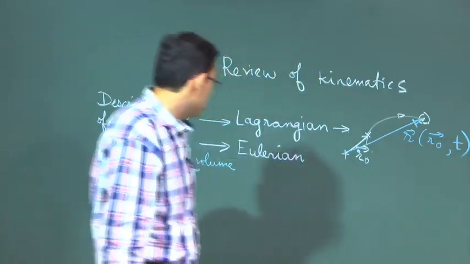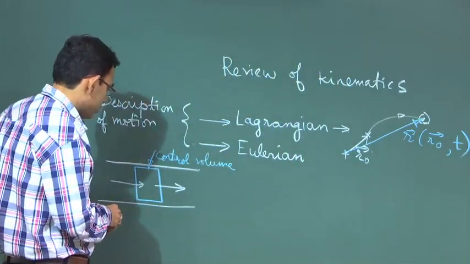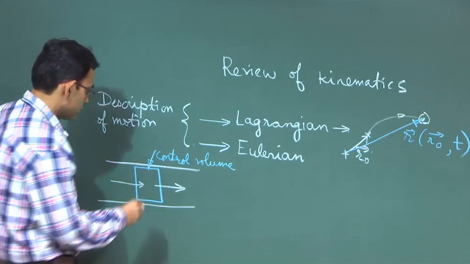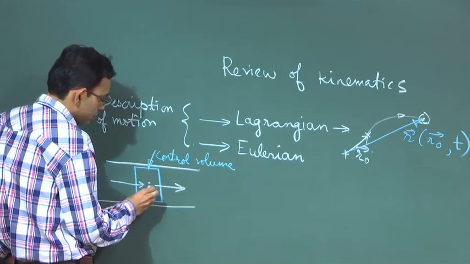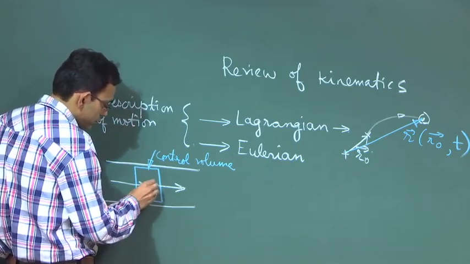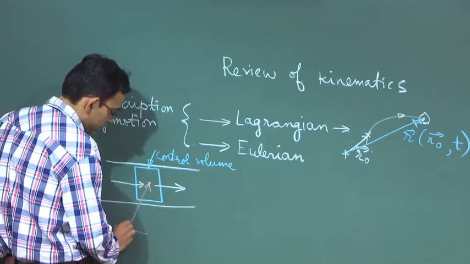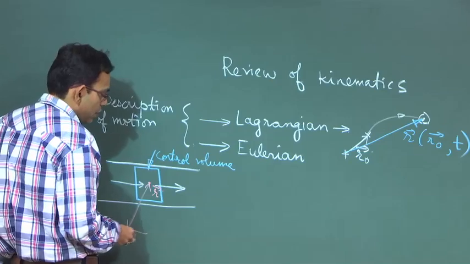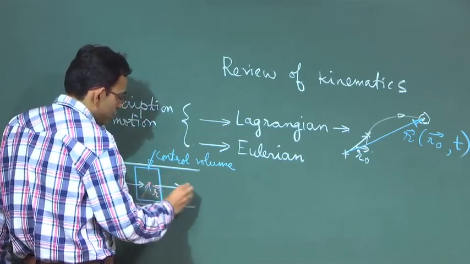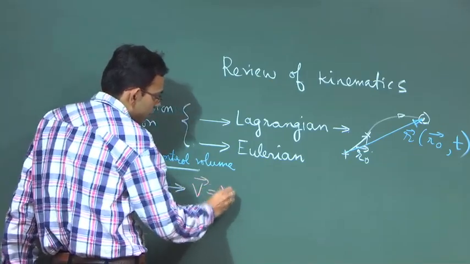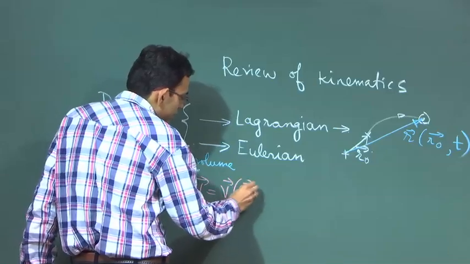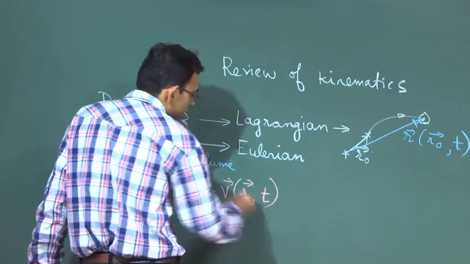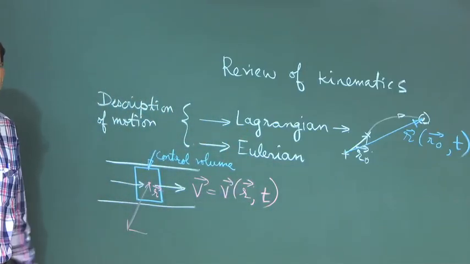So, you want, say, at a given position, you want the velocity. So, the velocity is a function of the position at which you are focusing your camera and the time t.